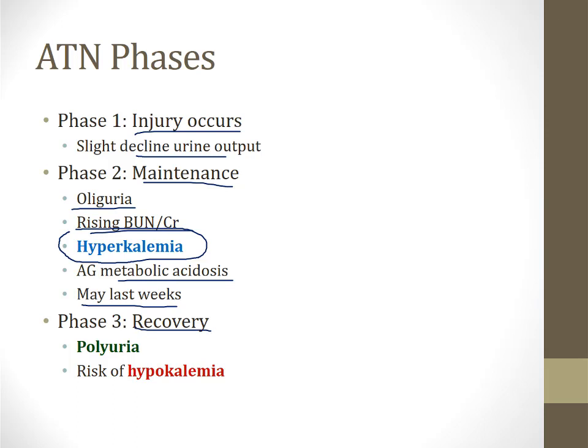So patients in this phase have polyuria, and in contrast to phase 2, the risk here is hypokalemia. There's so much urine output that potassium can be lost in the urine, and hypokalemia may develop. So it's very high yield for your boards to remember that there are 3 phases, and in phase 2, there's low urine output and hyperkalemia. In phase 3, there's high urine output and hypokalemia.